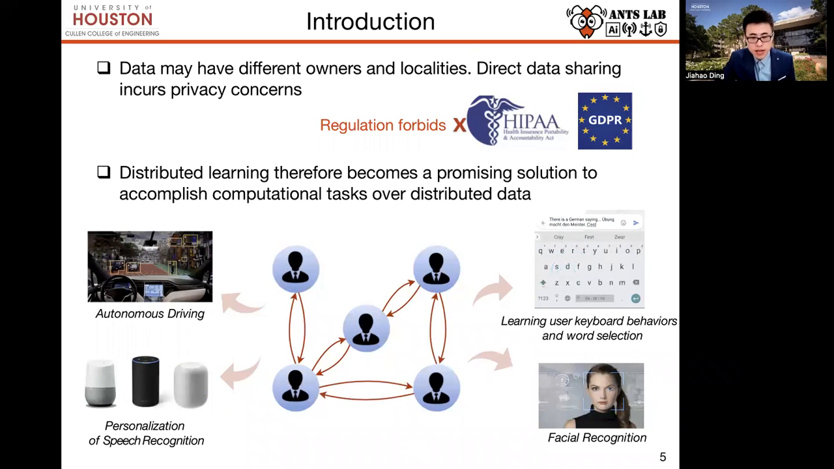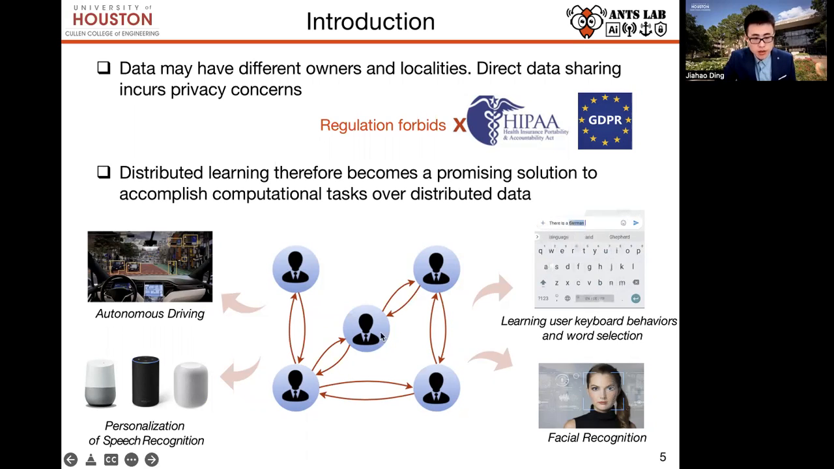Distributed machine learning has numerous applications. For example, autonomous driving. If you consider every car as a machine and device, then we can collaboratively train a model to learn the probability of a traffic jam several miles away, or the potential traffic jam I'm going to have in 1 hour or 2 hours.